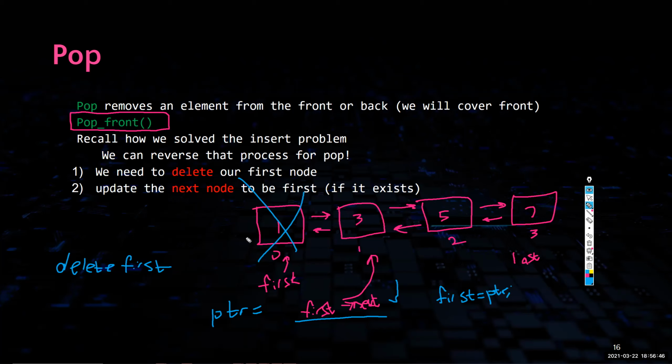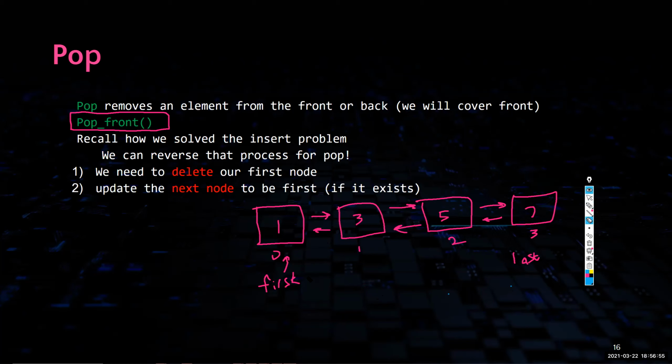So I'll run through this again so it makes more sense. We have first right here. The first step is to identify what my next node should be in my linked list. What should the new first be? Let me fully define it real quick. I'll say node pointer, call it PTR, equals first next.